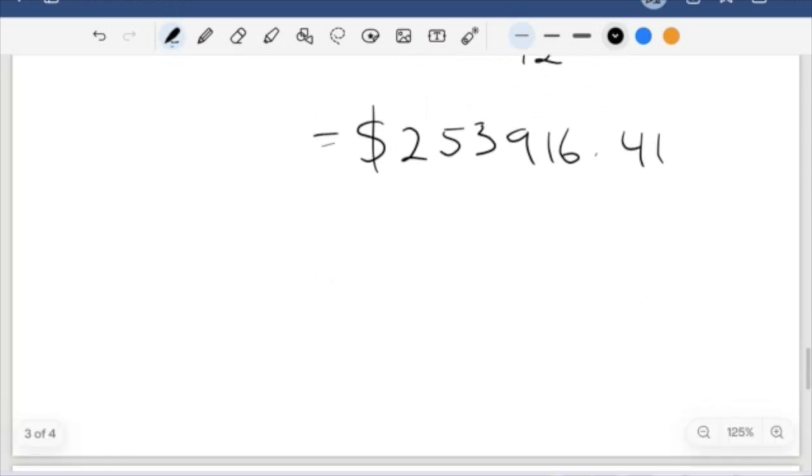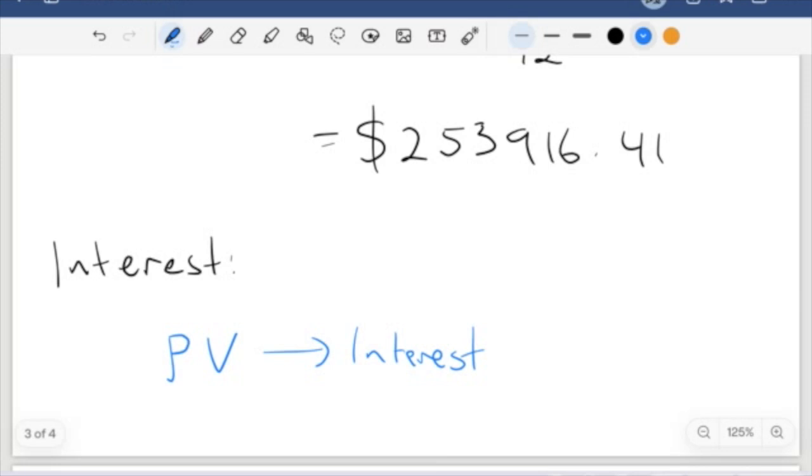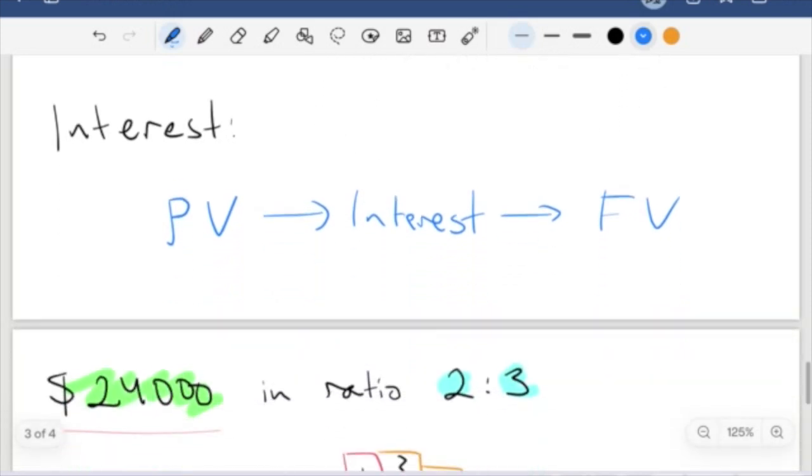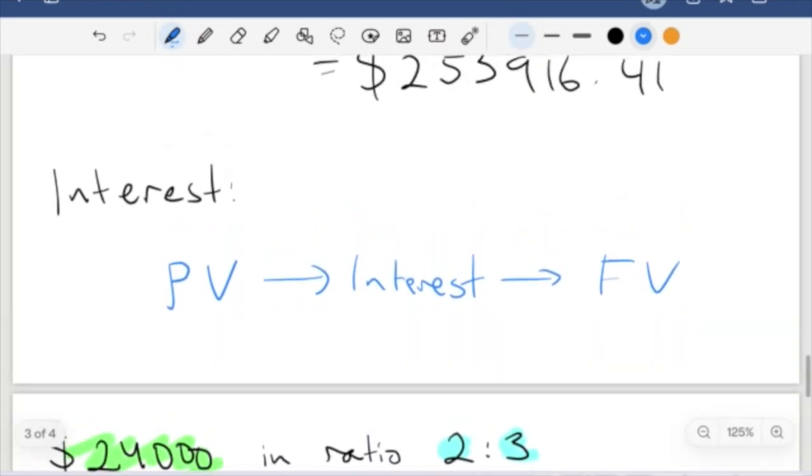Now, let's talk about interest quickly, because what gets our present value to the future value is something called interest. This is what we accrue. So if we think of what happened here, we're calculating interest. What happened? I'm going to draw a little flow chart. So we had our present value, something we put in. After a certain amount of time, we gained interest. And from there, we got our future value. So we can get to our future value by taking our present value, adding interest to give us a future value.